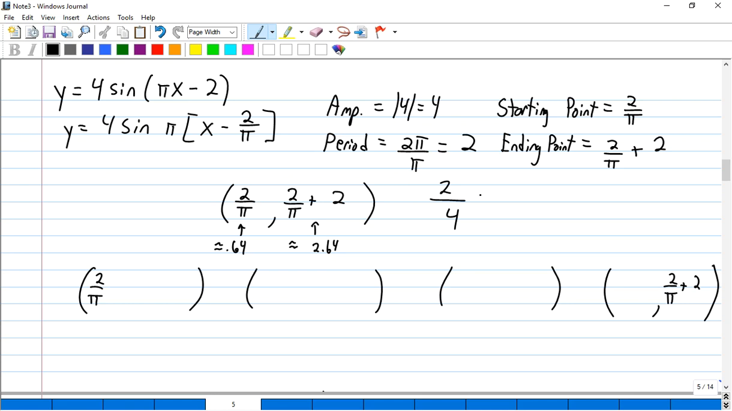Do the same thing. So I'm going to take the period and divide by 4. What's 2 divided by 4? 0.5 or 1/2, right? So I want to add 1/2 to this to get the next significant point. So that's going to be 2 over pi plus 1/2. And we can get a decimal approximation for that by just adding 0.5 to this, right? What was that? 1.14.